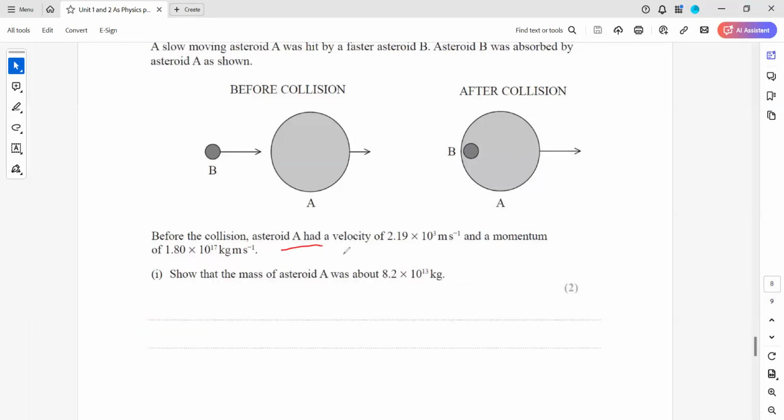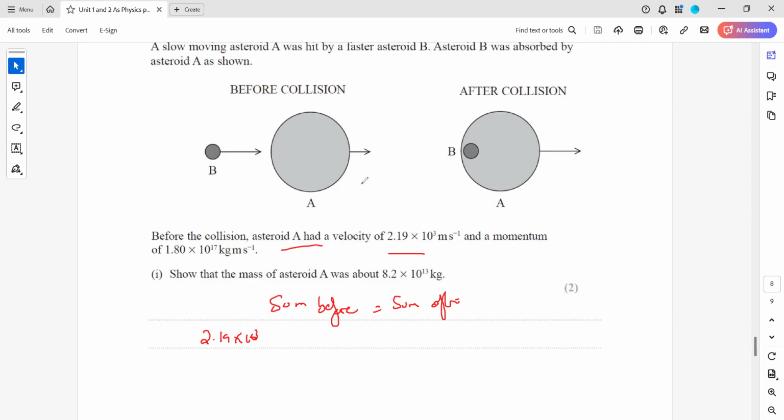So before the collision, the sum of the momentum before will be equal to the sum of momentum after. So A is having a momentum of 2.19 into 10 to the power 3. A slow moving asteroid A was hit by a fast moving asteroid B, and asteroid B is absorbed in A. And before the collision, the velocity is given and a momentum of this.